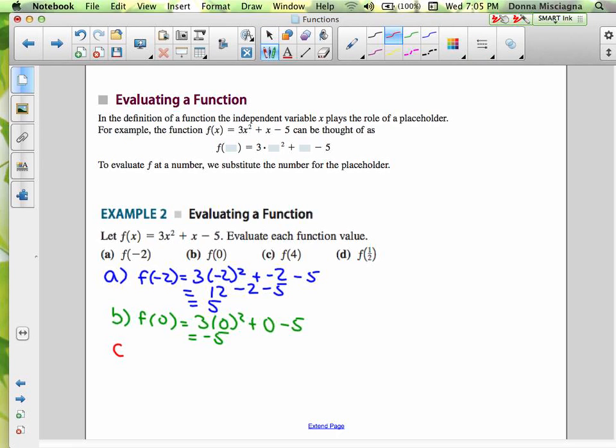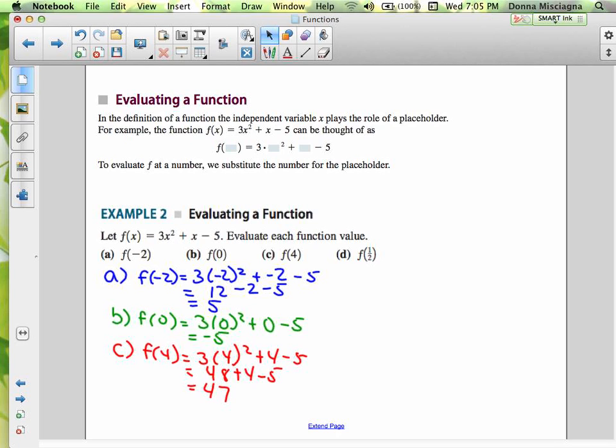f of 4 would be 3 times 4 squared plus 4 minus 5. 4 squared is 16 times 3 is 48. 48 plus 4 is 52. Minus 5 is 47.